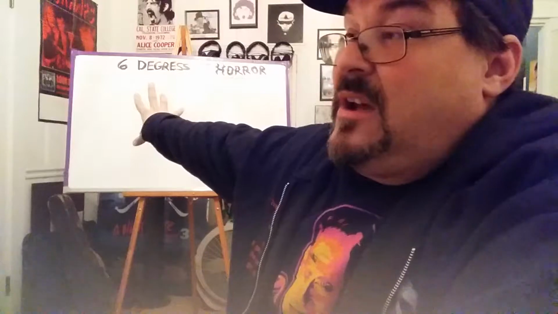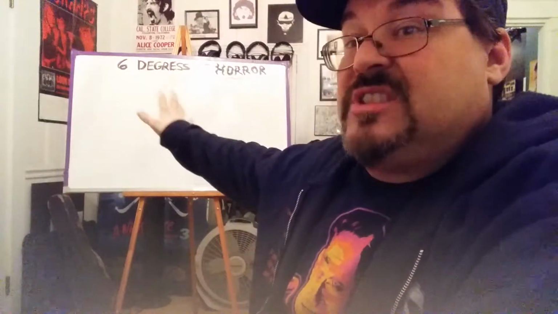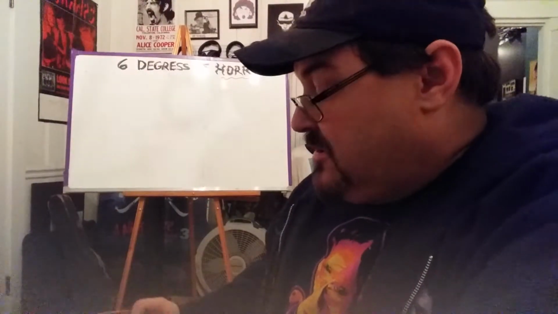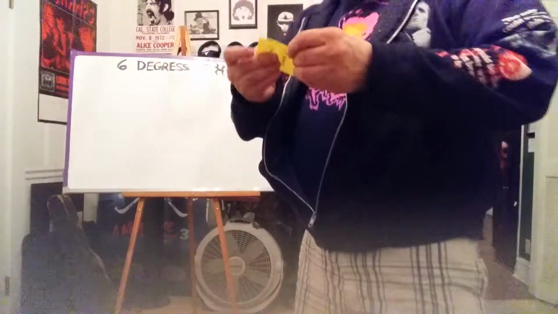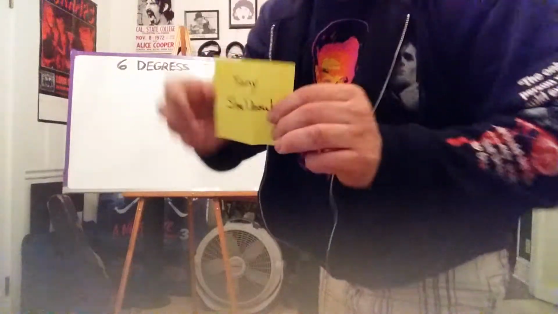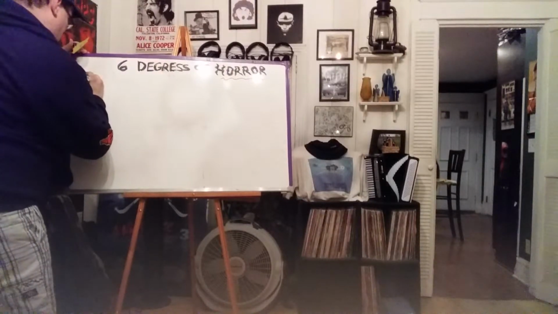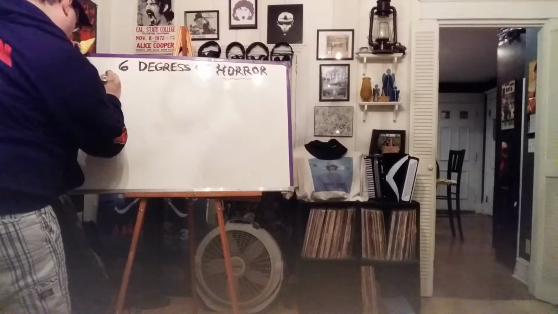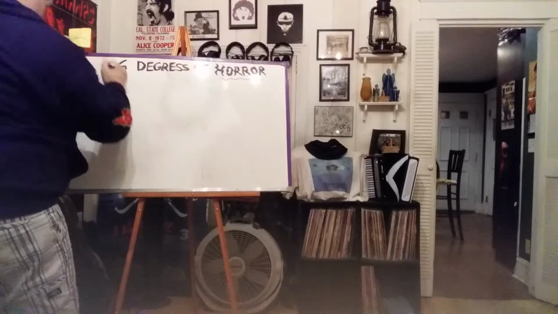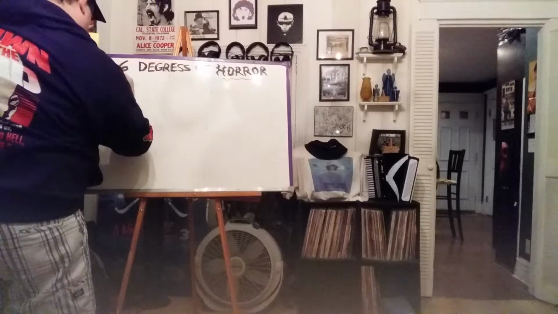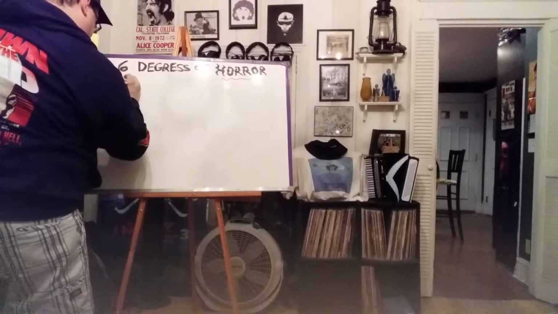So 6 Degrees of Horror, I'm gonna map it out as I go. And as I map it out, I may have to make changes here and there, and that's why I'm using a dry erase board. So, without further ado, we're going to draw the names here. First name, oh my, Tony Shalhoub. So I'm going to put Tony Shalhoub on here. And you're like, Tony Shalhoub? Has he ever done a horror movie?